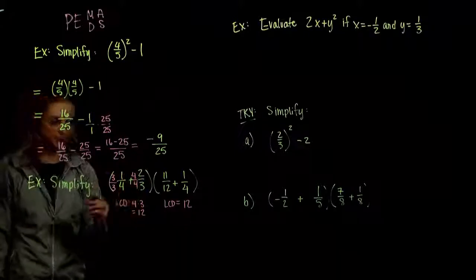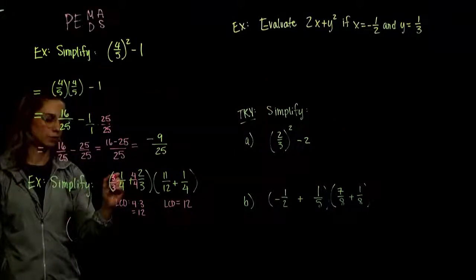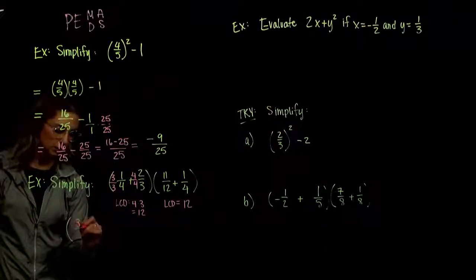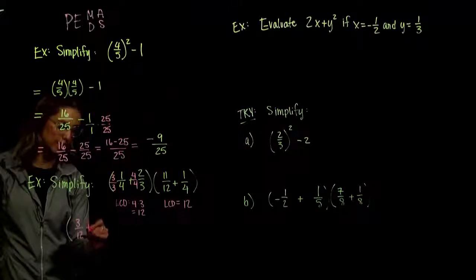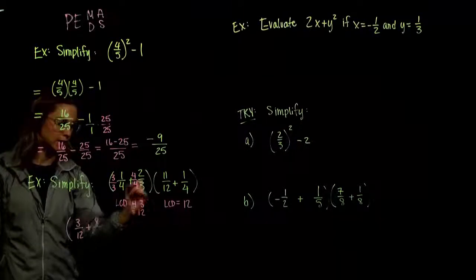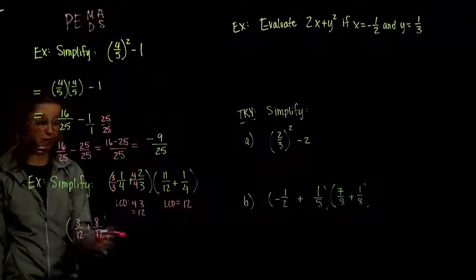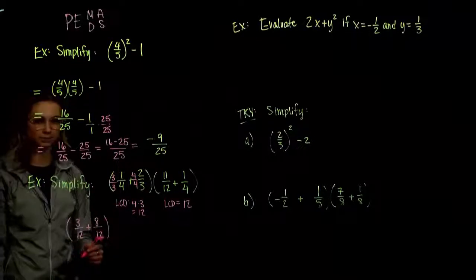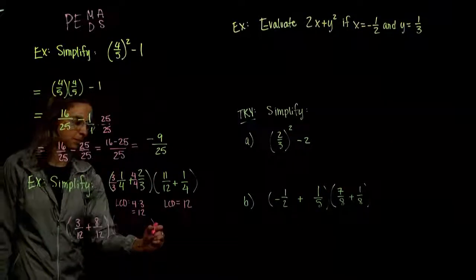So now, this first chunk of parentheses is going to turn into what? 3 times 1 is 3. 3 times 4, 12. I've got 3 twelfths, and we're adding on to it 4 times 2 is 8, and 4 times 3, 12. We have that common denominator, so now we would be able to combine those together. And we will in a second, but let's deal with this one first.